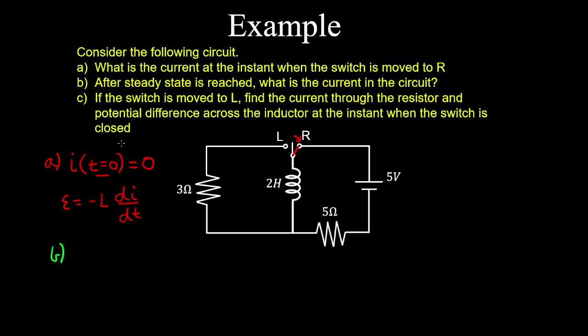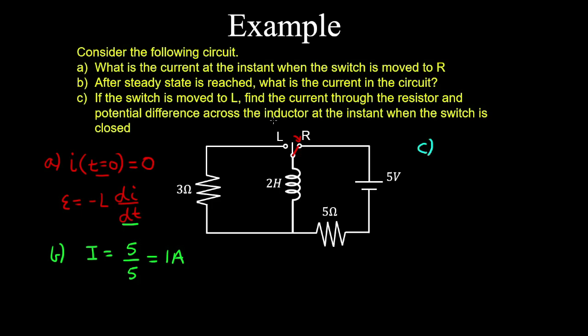Now in part B, after a steady state is reached, what is the current in the circuit? Well, remember by Faraday's law, when the current is steady, then there's no back EMF produced by the inductor, and therefore it behaves like a wire. So the current in the circuit is the voltage or EMF provided by the battery over the resistance by Ohm's law. So that's equal to 1 amp.